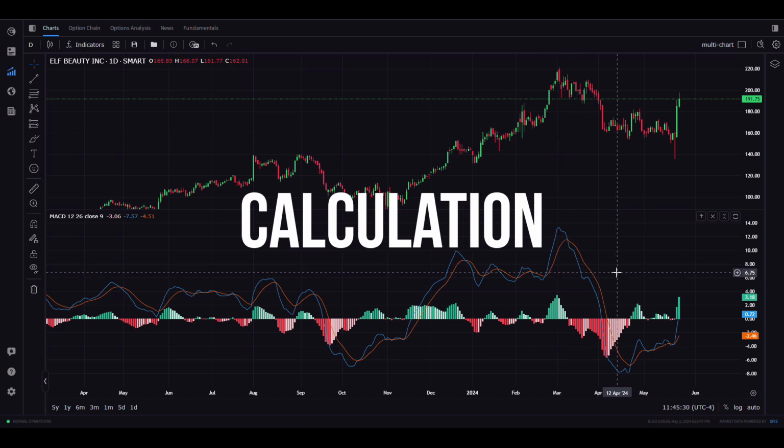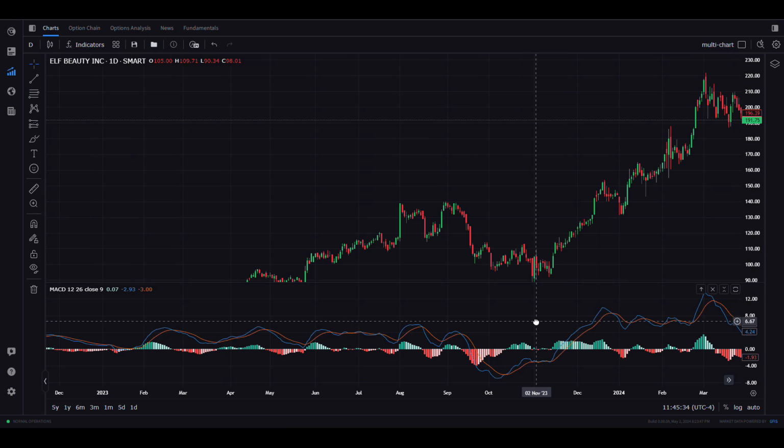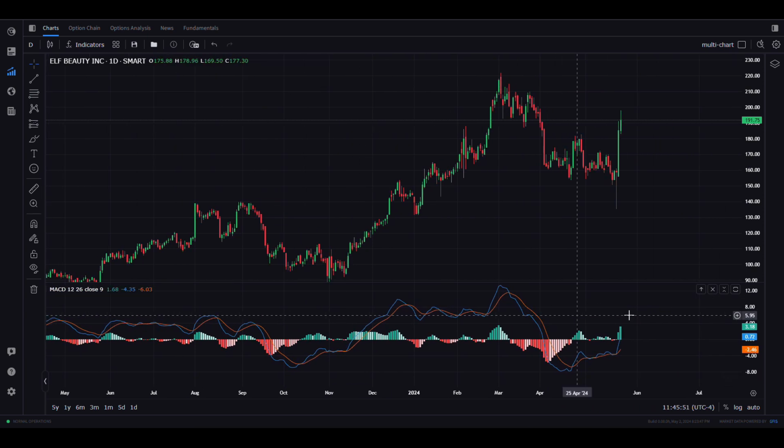Calculation. The 12-period EMA is calculated by taking the average closing prices of the last 12 periods, giving more weight to recent prices. This EMA represents short-term price momentum. Similarly, the 26-period EMA is calculated by taking the average closing prices of the last 26 periods, also giving more weight to recent prices. This EMA represents longer-term price momentum.